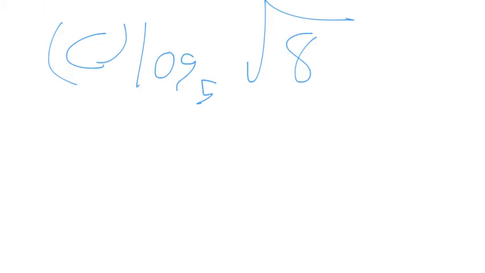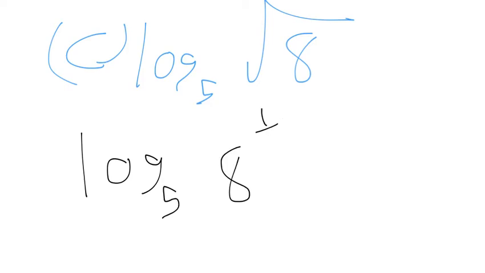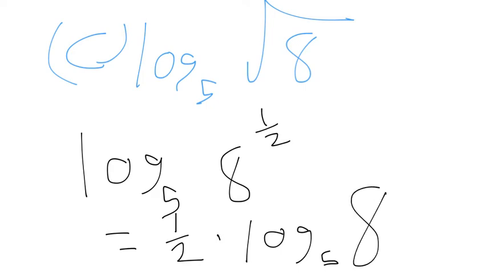And for part C, log base 5 of the square root of 8. You can rewrite that as log base 5 of, since it's square root of 8, that's like having 8 to the 1/2 power, which you can then rewrite as 1/2. Move the exponent to the front, so it's 1/2 times log base 5 of 8.